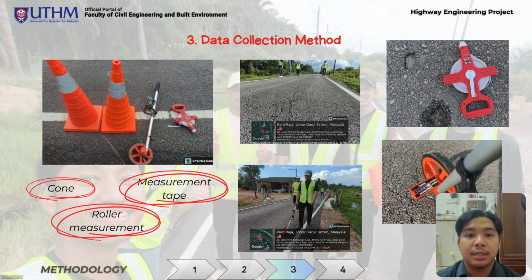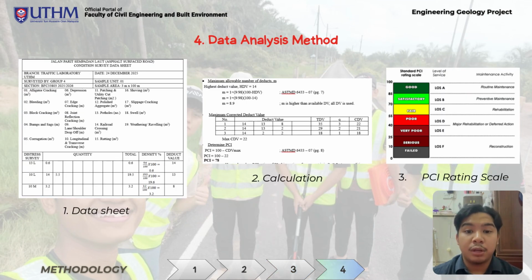For collecting the data, we went to the site with the equipment, which is a safety cone for protection, a rolling wheel to measure the distance, and measuring tapes to check the size of the road defects in each section. From all the data that we gain from the site, we need to record all the road defects into the datasheet, and we need to perform the calculation based on the ASTM standard to find our PCI score. And then we also need to compare our result to the PCI rating scale. From the data we gained, our PCI score is 78, which falls into the satisfactory level of service.